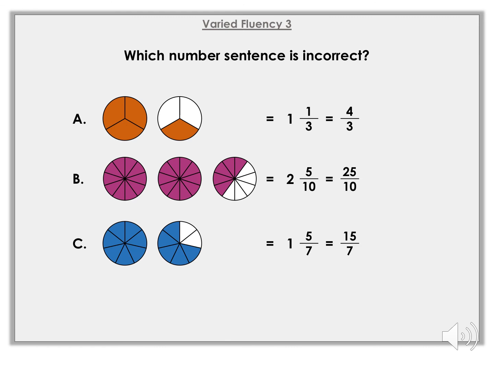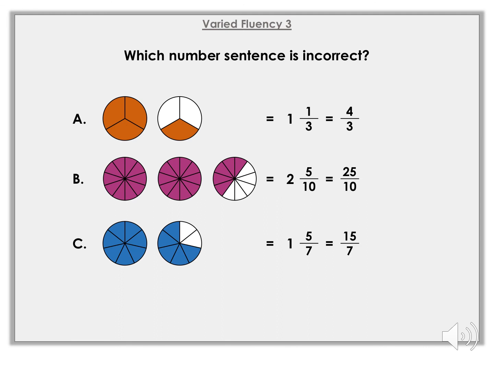So I need to count up how many pieces my circle is divided into. 1, 2, 3, 4, 5, 6, 7. It's in sevenths. And I have got 1 whole and then 1, 2, 3, 4, 5 sevenths. So they've done the mixed number correctly. So let's not panic yet. Let's see if they've worked out the improper fraction correctly.